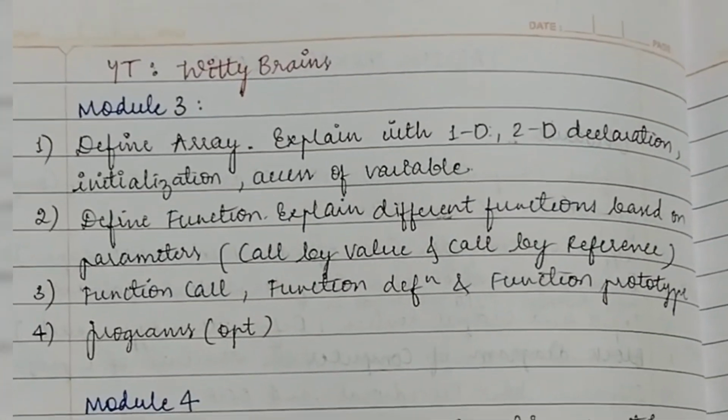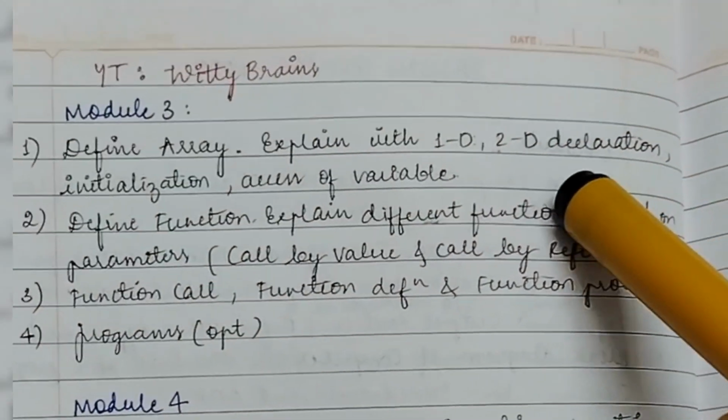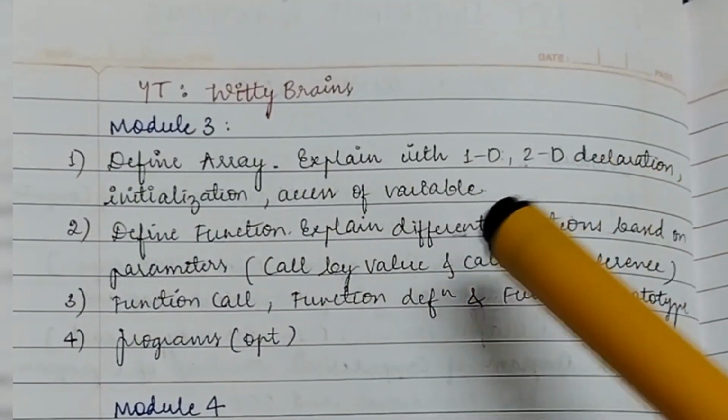Moving on to module 3, define array and explain with 1D 2D declaration, initialization, and access of variables.